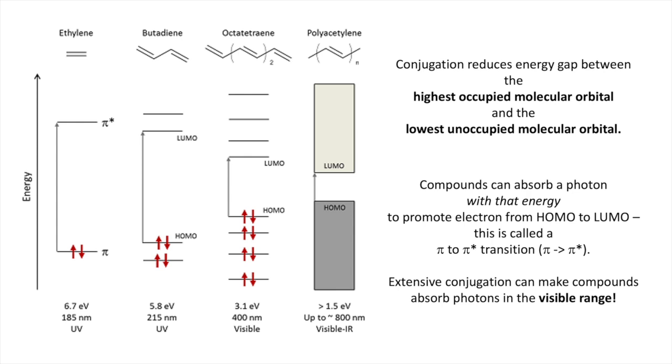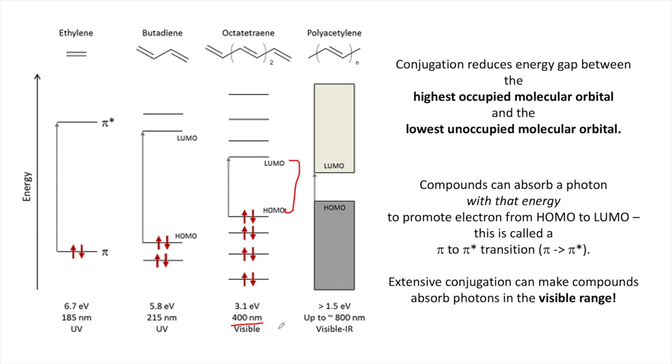If we keep stacking pi orbitals next to each other, we get to octatetraene, right? So here, now our HOMO-LUMO gap, as we call it, is quite a bit shorter. And so it takes a lot less energy for me to bump an electron from this level up to this level. Okay? That's why octatetraene is colored.